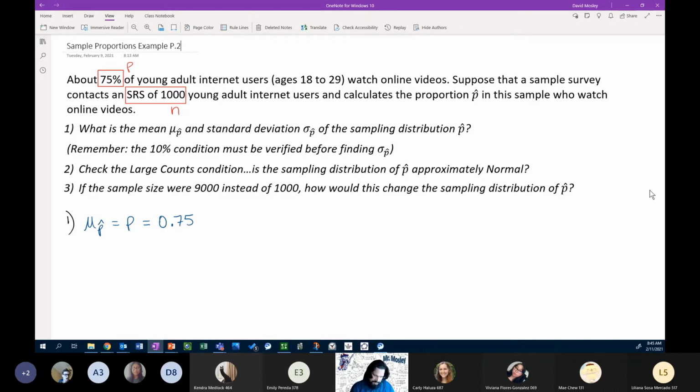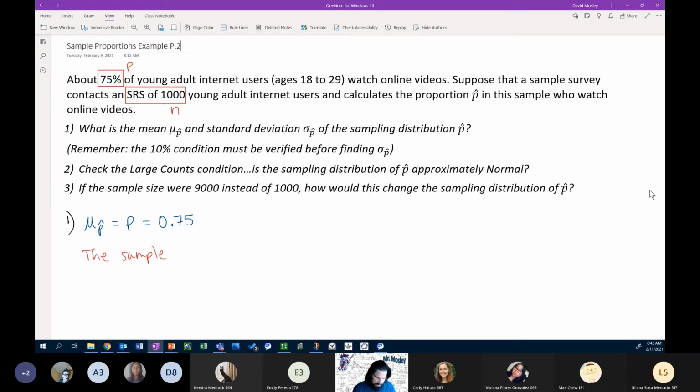Before I can find the standard deviation, I need to confirm the 10% condition has been met. In this case, we don't know what the actual amount of young adult internet users aged 18 to 29 is, but we can pretty much guarantee that 1,000 is not more than 10% of them. So we just have to say that, right?